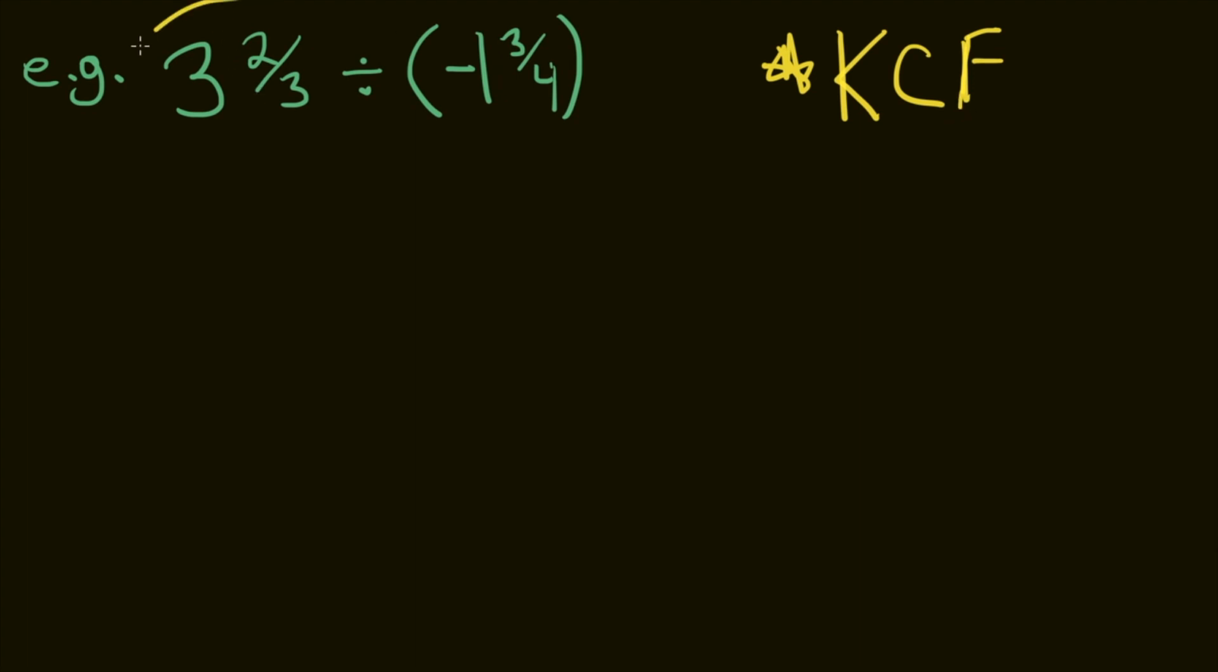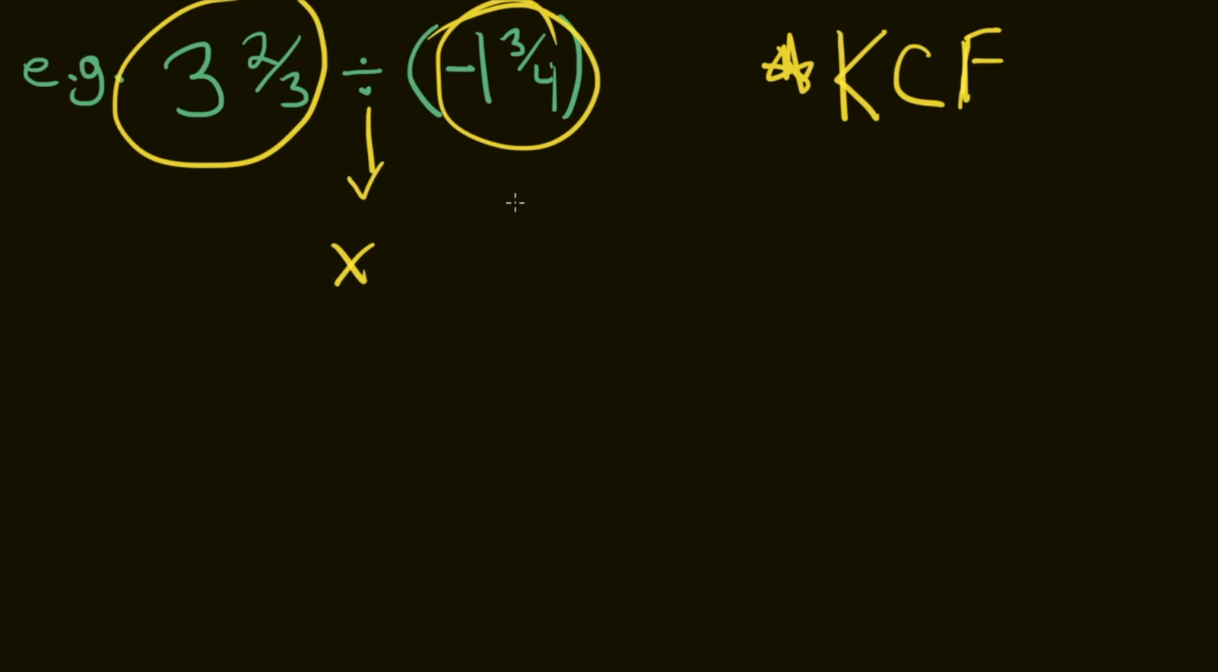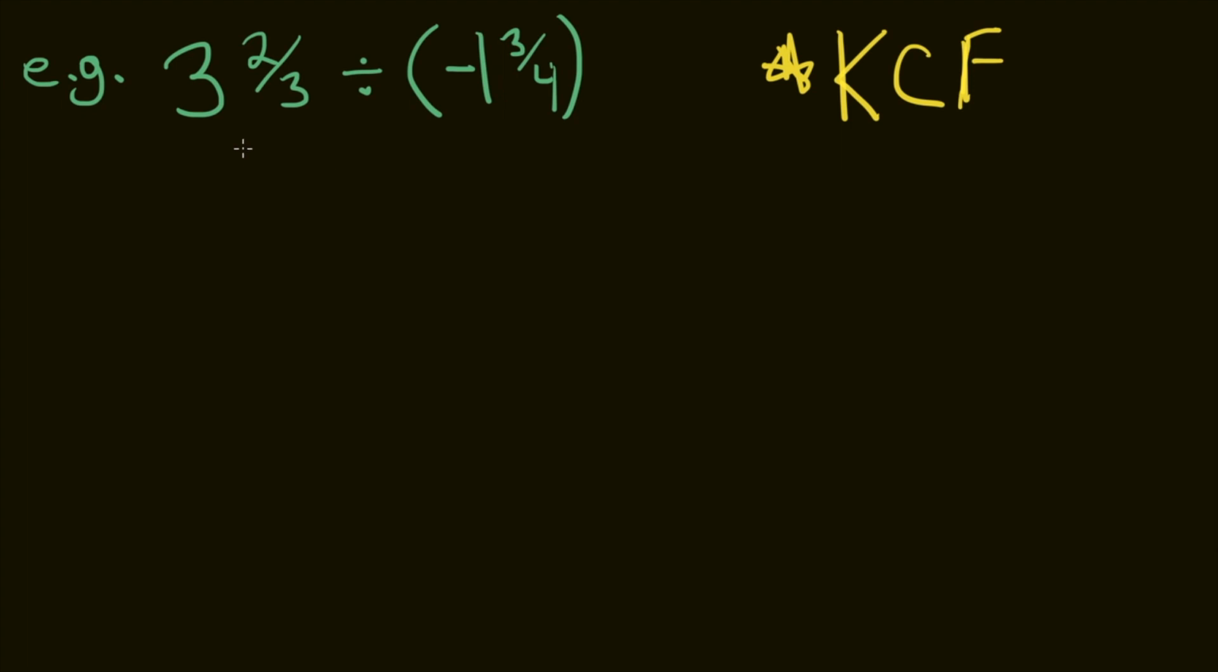So I want to keep this, I want to change this to multiplying, and I want to flip this. Now in order to do all that, you will need to follow one of my principles of converting everything to improper fractions. So 3 times 3 plus 2, that would give me 11/3. I'll go a little bit slow. Divided by this one. So this becomes 1 times 4 plus 3. So -7/4.